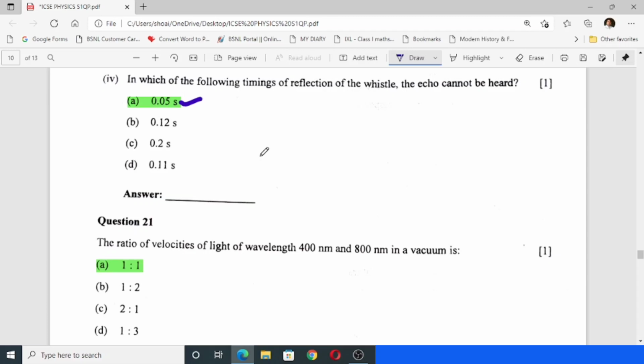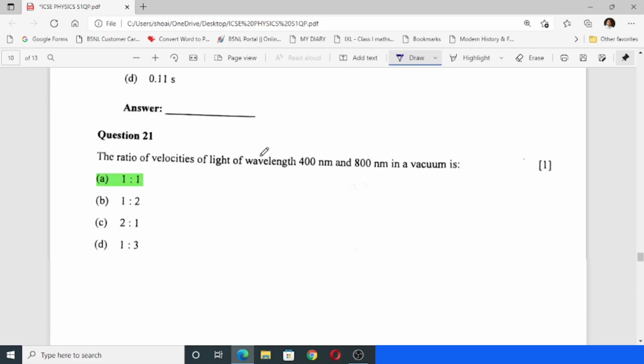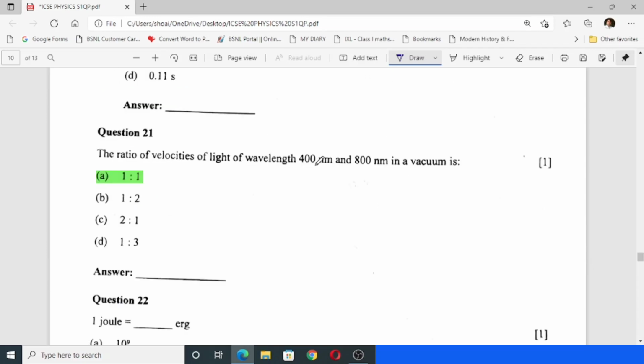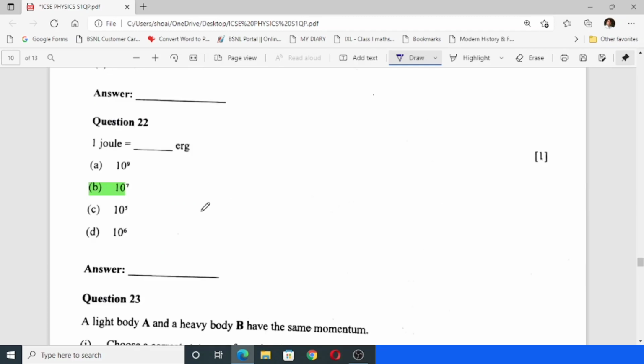Question number 21, the ratio of velocity of light of wavelength 400 nm and 800 nm in a vacuum is. Answer is A, 1:1. Number 22, question number 22, the answer is B.